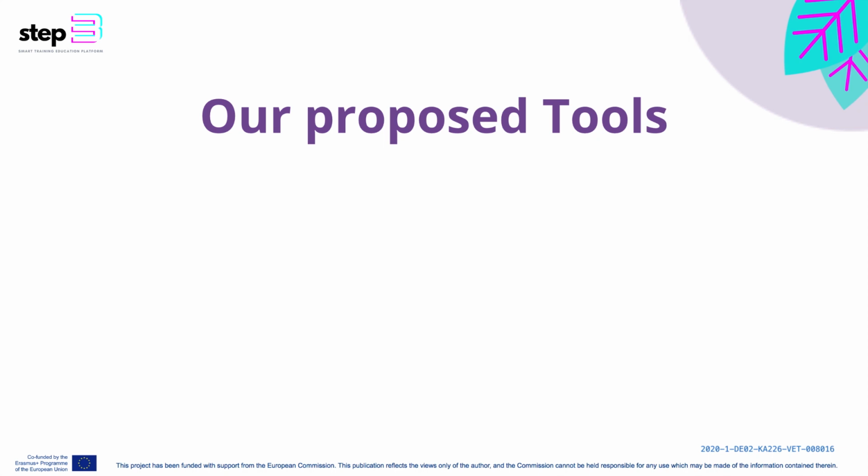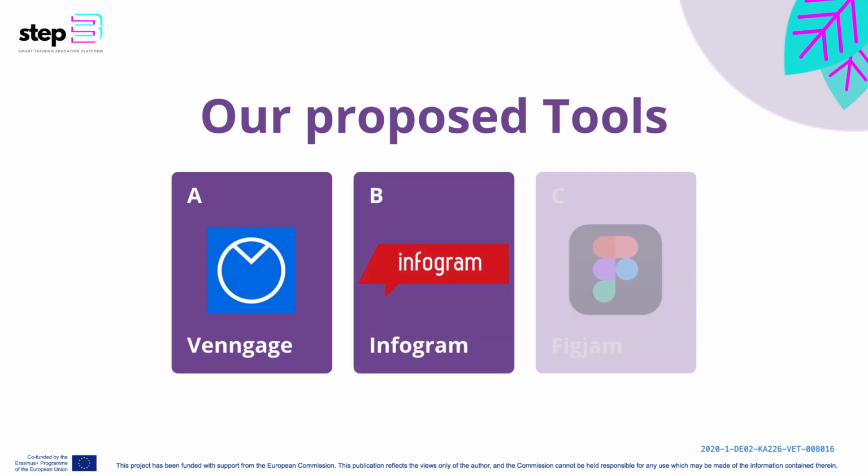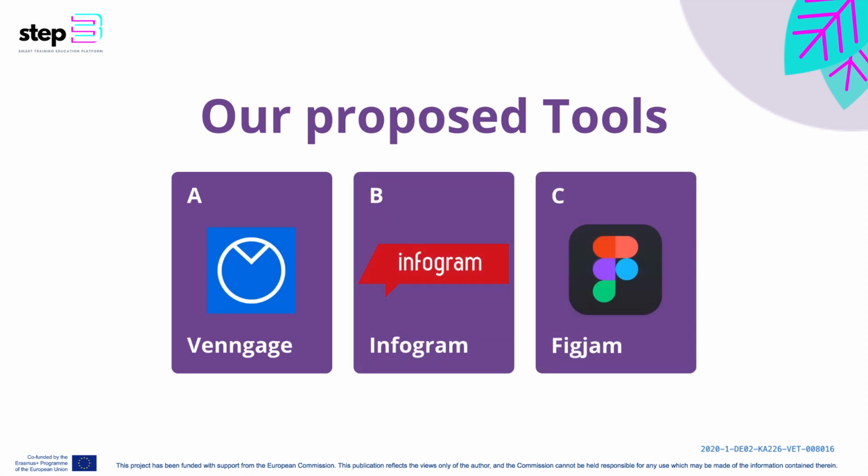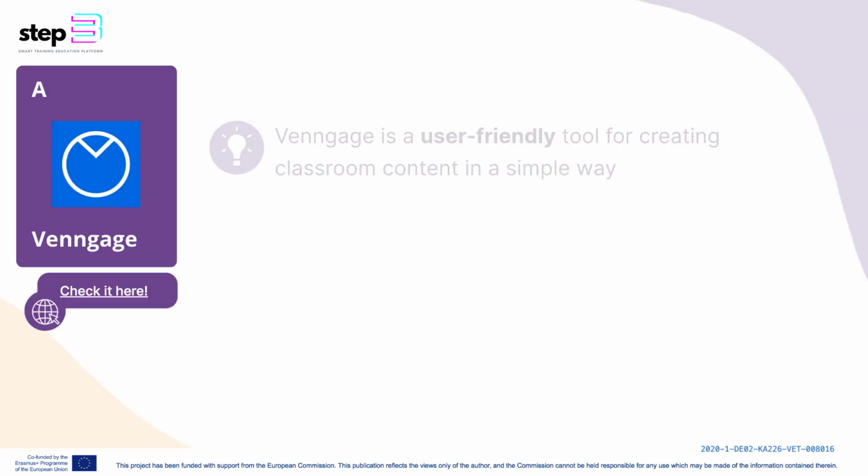This was the rationale behind the choice of three tools: Venngage, Infogram, and FigJam. While Venngage and Infogram are more oriented towards content creation with rich data, FigJam is a whiteboard with great integration of data elements with which students will be likely to experiment with. Let's begin with the first one, Venngage.